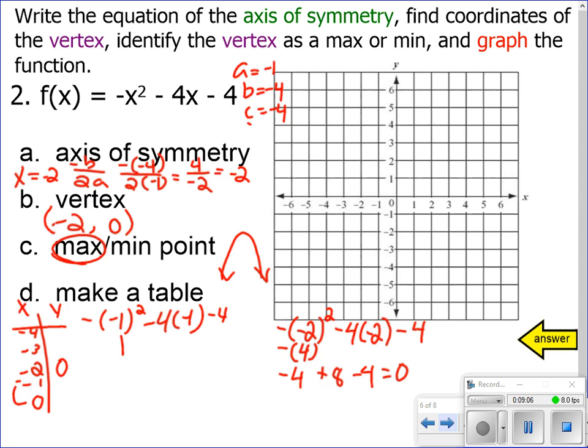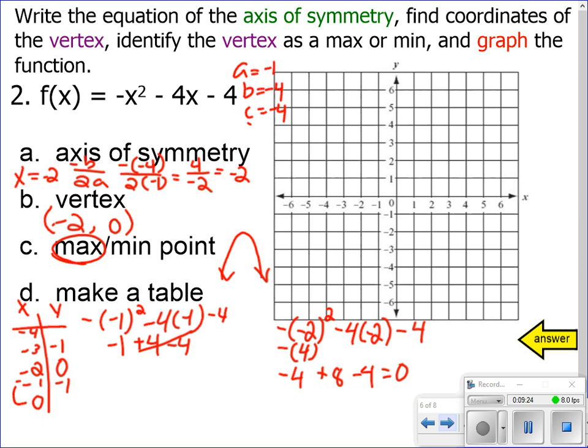Remember this negative on the outside is going to make it a negative 1. Negative 4 times negative 1 is positive 4. And then minus 4. And positive 4 minus 4 cancel each other out. That leaves me with negative 1. So I know that negative 1 is going to be negative 1. And that also means that negative 3 is going to be negative 1.